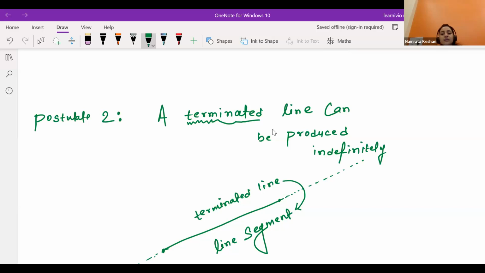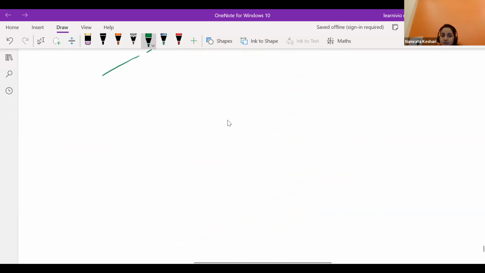I'm done. Let's start. Who will start? Yeah, sure. A straight line may be drawn from any point to another point. Given two distinct points, there is a unique line that passes through them. A terminated line can be produced indefinitely.